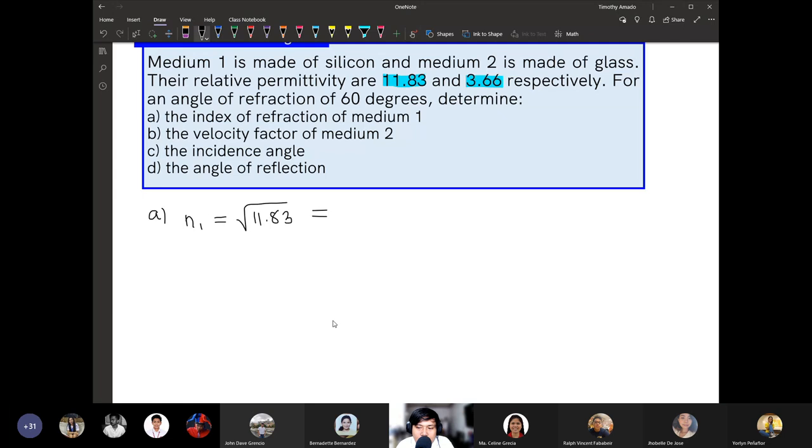Okay, we have 3.439. Alright, and then we have B, velocity factor of medium 2. As you can see, naalala nyo pa yung velocity factor. So, velocity factor is simply equal sa 1 over square root of ER. So kung velocity factor 2, ER2, we have 1 over square root ng ER2 natin. We have 3.66. Okay, so we have VF2.